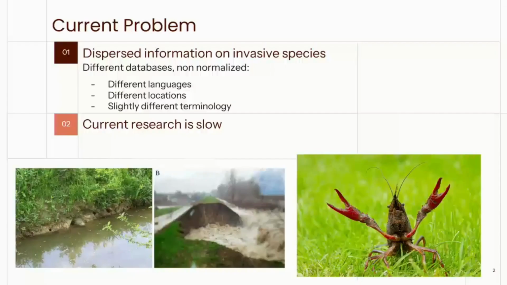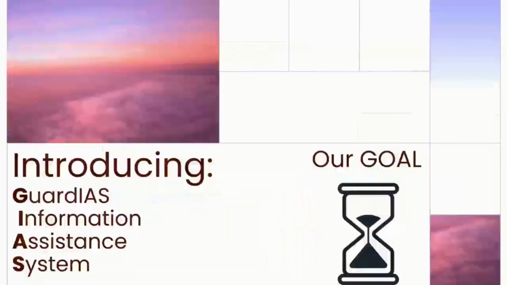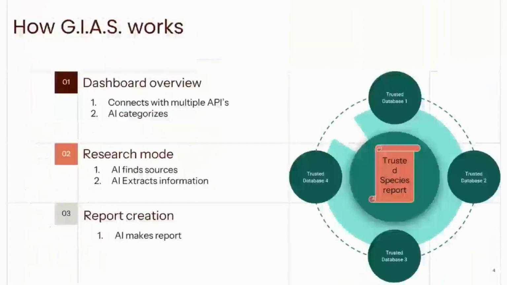What this creates is that current research is very slow and very resource intensive. So let me introduce you to the tool, the AINZ Information Assistance System, or GIAS for short. Our goal is simple. We want to make this very first step, making a report about an invasive species, faster. It is split up into 3 different steps.